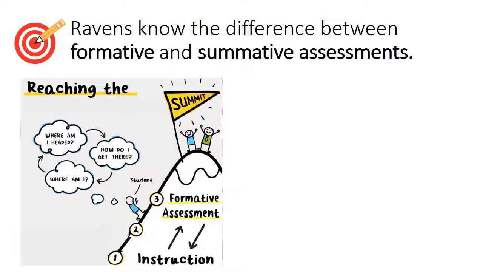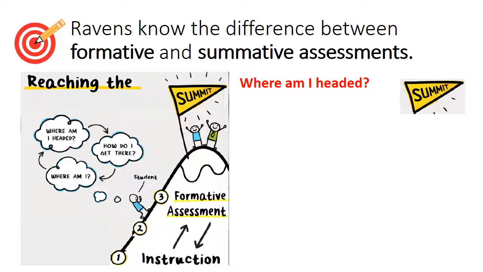Learning something new is like a journey. It's a good idea to know where you're headed. How else will you know when you've arrived? In this picture, the journey is climbing a mountain. The summit, our goal, is called the learning target. The learning target identifies what you should know and be able to do at the end of the lesson.